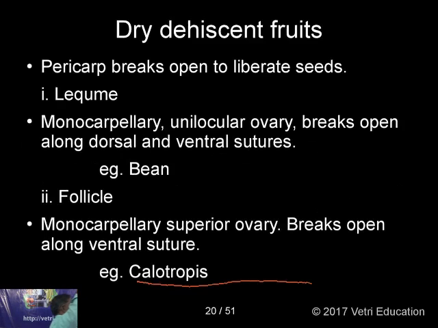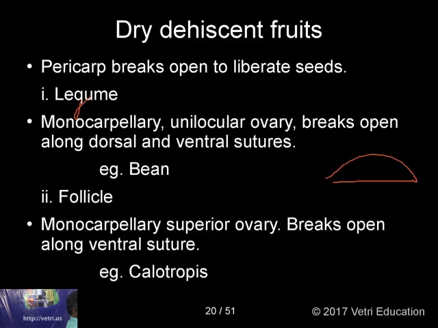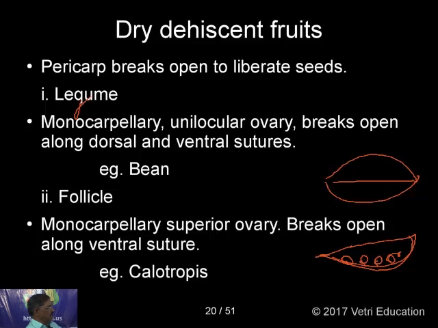Now let us see dry dehiscent fruits, where the pericarp breaks open to liberate the seeds. The first is the legume. It develops from a monocarpellary unilocular ovary and breaks open along both the dorsal and ventral sutures. As I told you earlier, the fruit develops from a modified leaf. The modified leaf folds, and the margins form the ventral and dorsal sutures, where you can find the ovules. This is marginal placentation, which I will explain later. The fruit breaks on both sides and liberates the seeds.